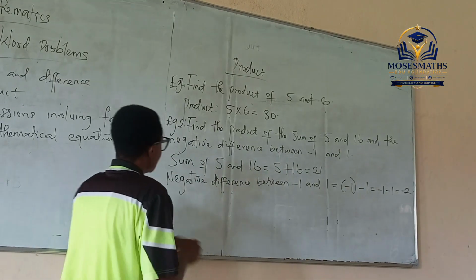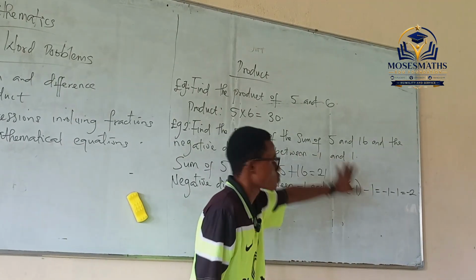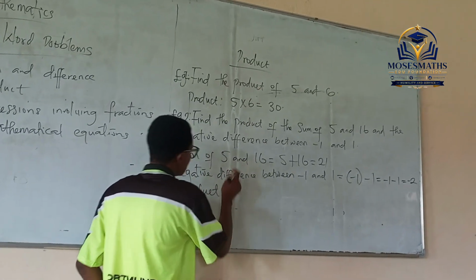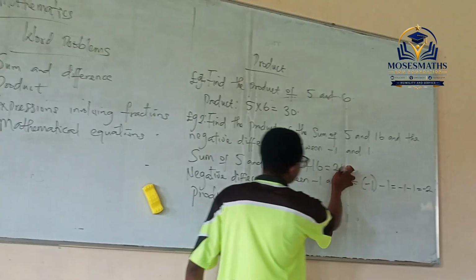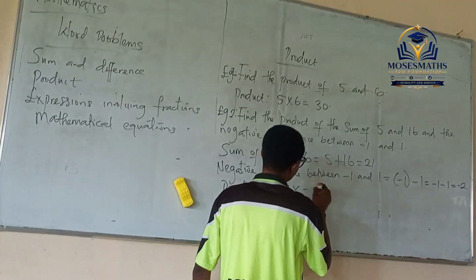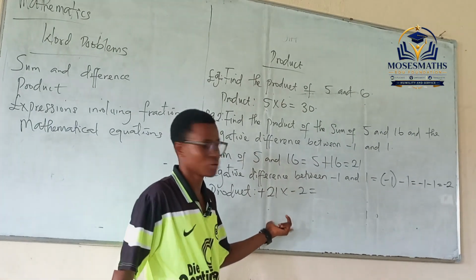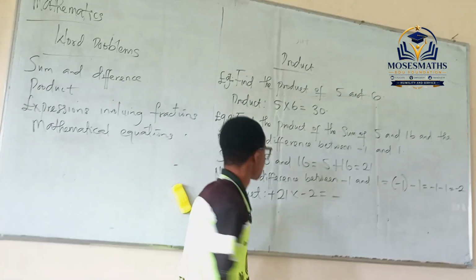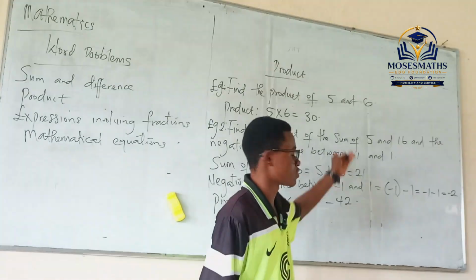So now look at it here. We are asked to find the product of the sum of this and the negative difference between -1 and 1. So the product of these two, the answers you got for both of them. Multiply this and this. 21 times -2. This is plus 21. Plus times minus is minus. 21 times 2 is 42. So -42 is the answer to this question.